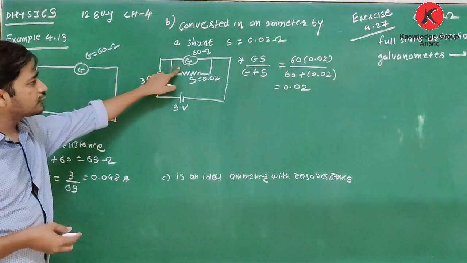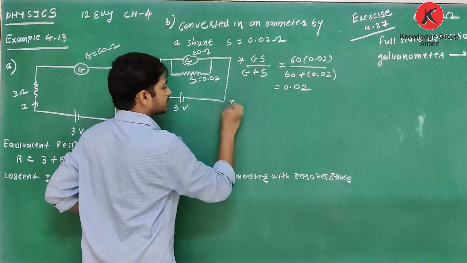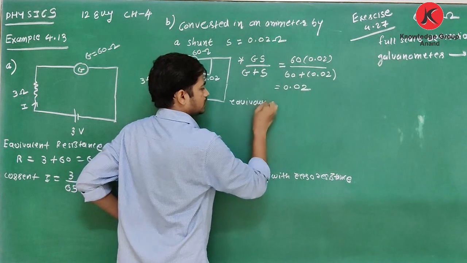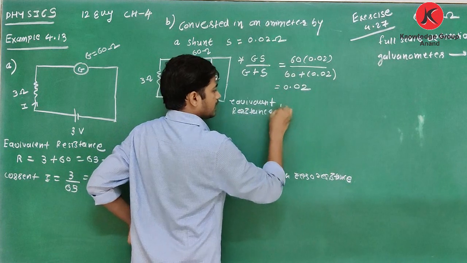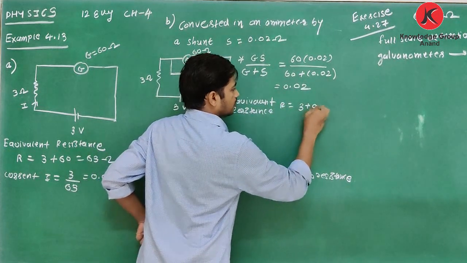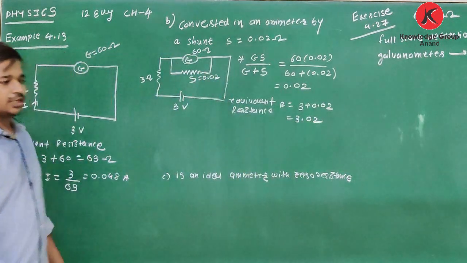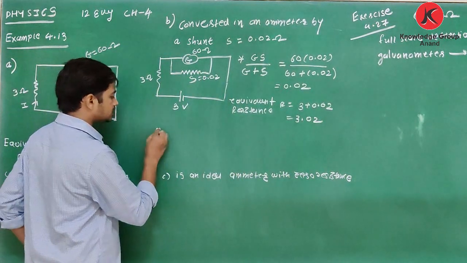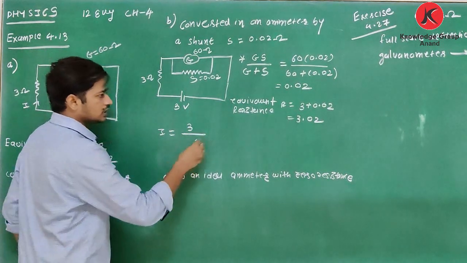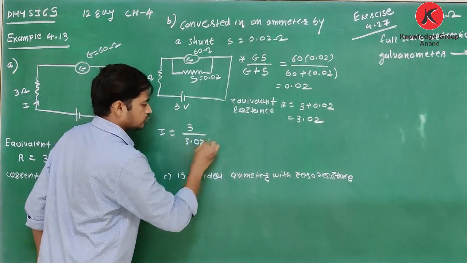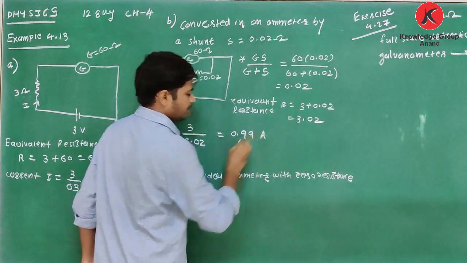Now this 0.02 is in series connection with this 3 ohm. So the equivalent resistance R is equal to 3 plus 0.02, which means 3.02. So now what is the current? I is equal to, the battery is 3 volt, total resistance is 3.02. If you calculate this, you will get your answer, 0.99 ampere.